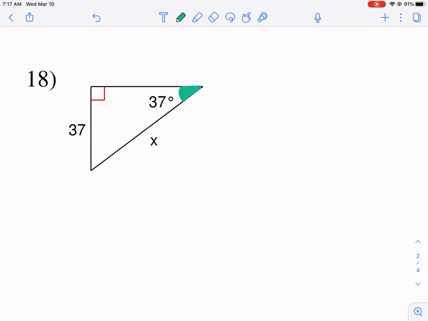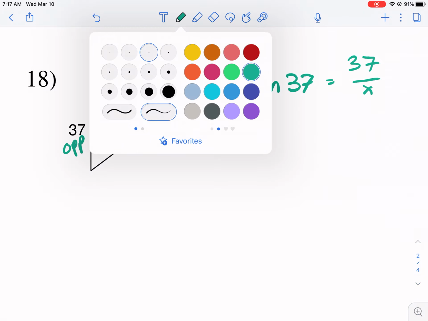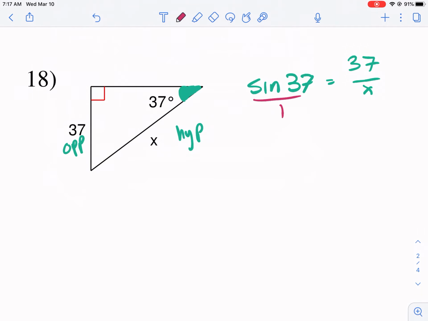All right, fair enough. So here's my reference angle. That makes this the opposite side. This the hypotenuse. I'm going to be using sine. Sine uses opposite over hypotenuse. So that's sine of 37 is equal to 37 over x. I put it over 1. It makes it easier to solve this with cross multiplication.